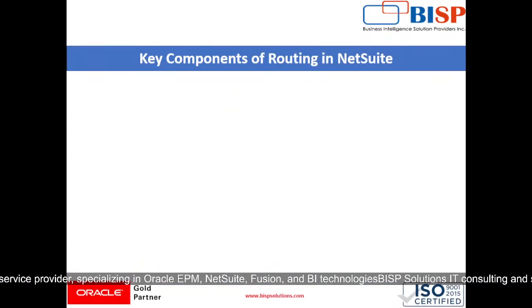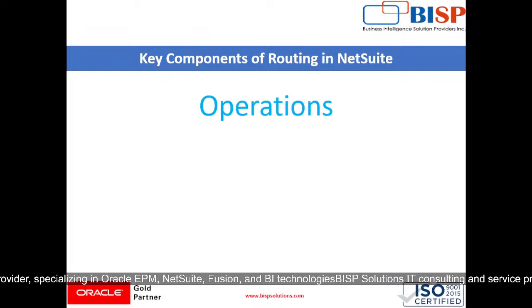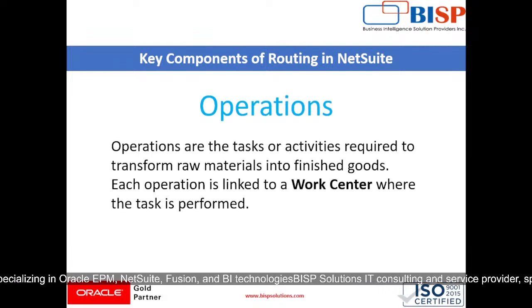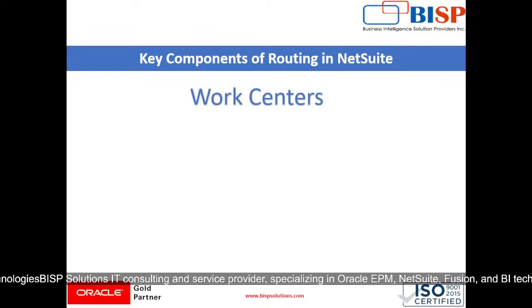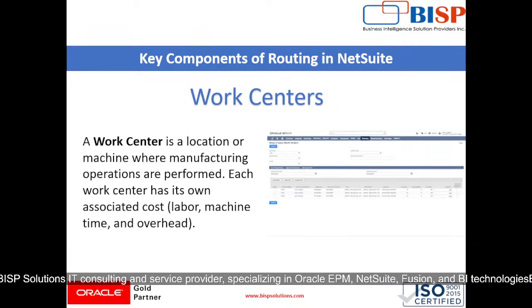Key components of routing in NetSuite. First is operations, where operations are the tasks or activities required to transform raw materials into finished goods. Each operation is linked to a work center where the task is performed. After that, work centers. A work center is a location or machine where manufacturing operations are performed. Each work center has its own associated labor cost, machine time and overhead cost.